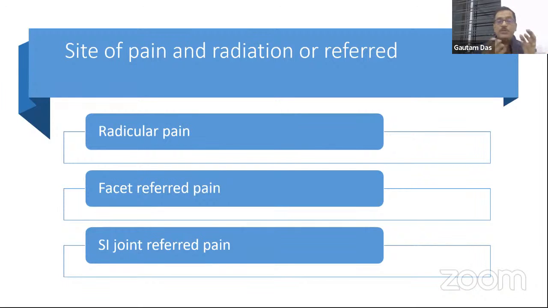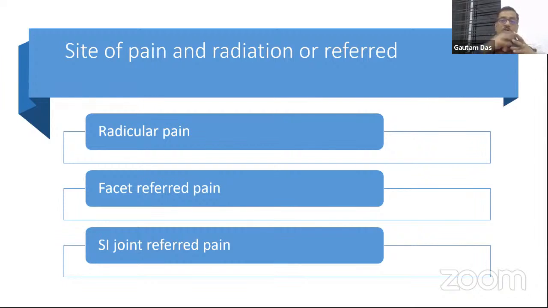Most of the time we use these two terms interchangeably, but radiation pain means it is the area of the same nerve distribution. Mostly radiation is talked about where there is some nerve or root involvement, and the pain will be along the area which that nerve is supplying. But again, it is not strictly applied to that.